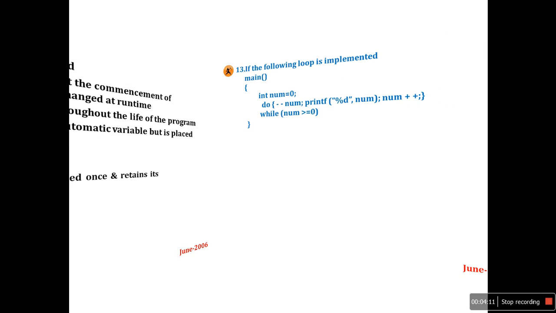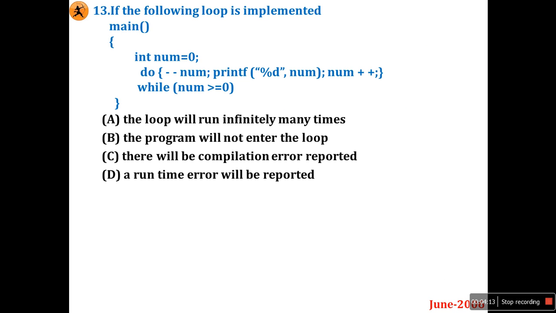Okay, now look at question number 13. If the following loop is implemented, the given loop: int num equal to 0, do while loop, pre-decrement num, and printf num, and post-increment num, while num is greater than or equal to 0. What are the options? The loop will run infinitely. The program will not enter into the loop.